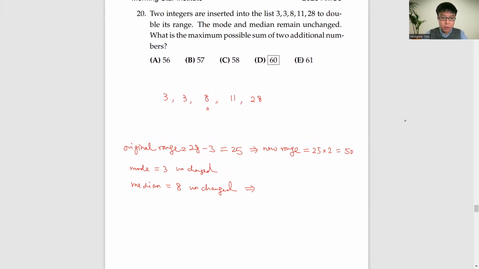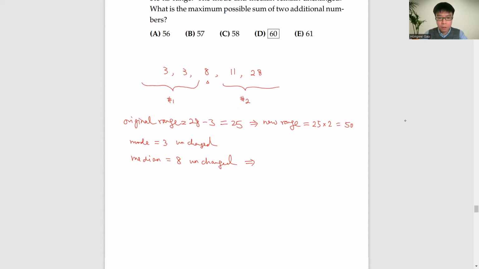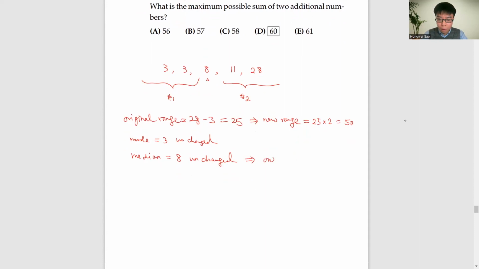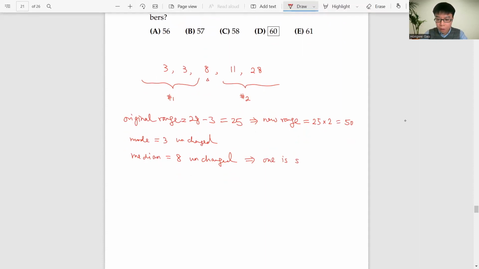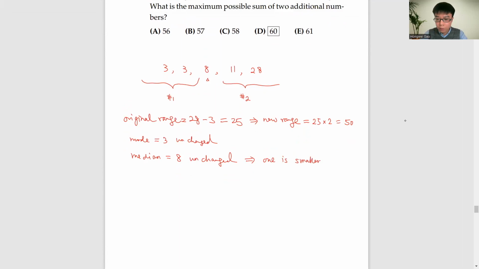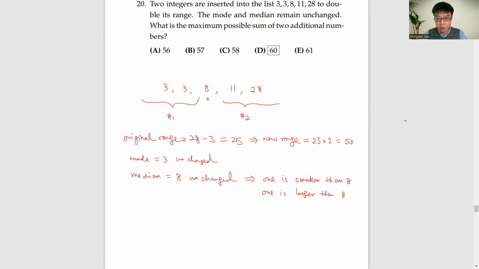So let me just draw a picture here. One number is on the left. Let's see, number 1 is on the left. The second number is on the right. So the median does not change. In other words, number 1 is smaller than 8, number 2 is larger than 8. It cannot be 8 because the mode cannot be changed.